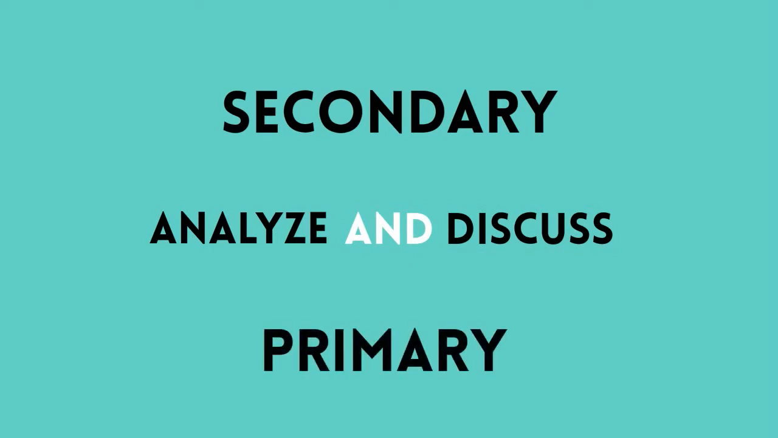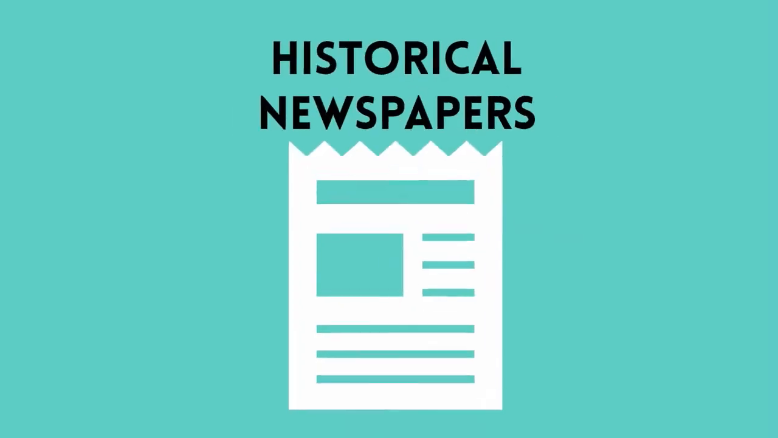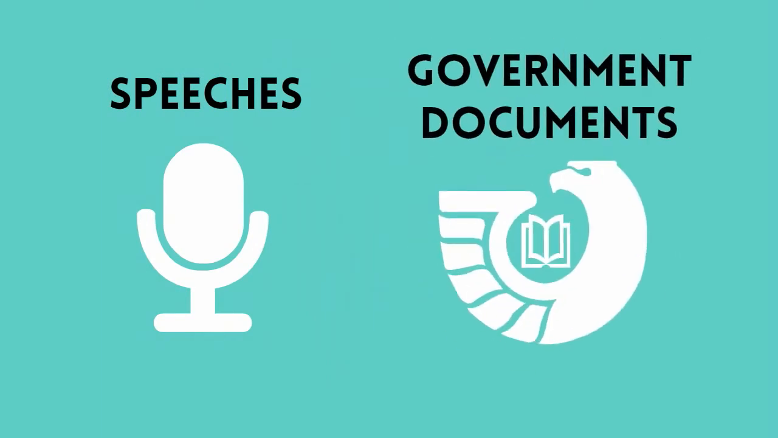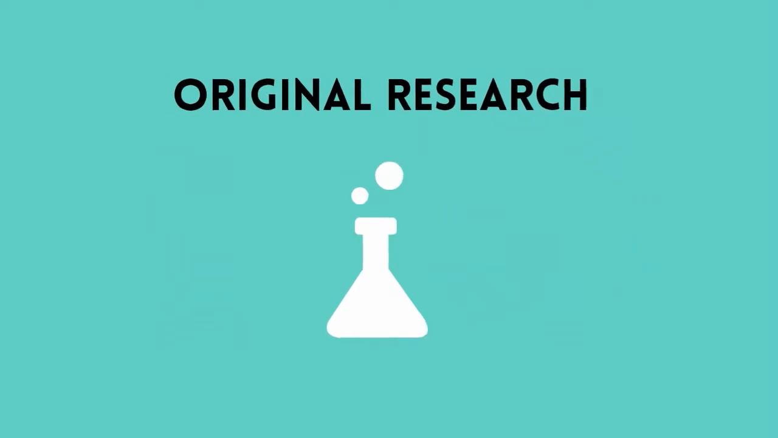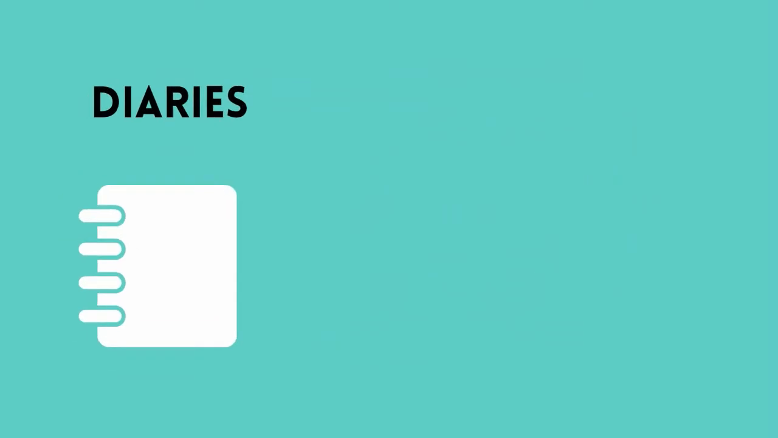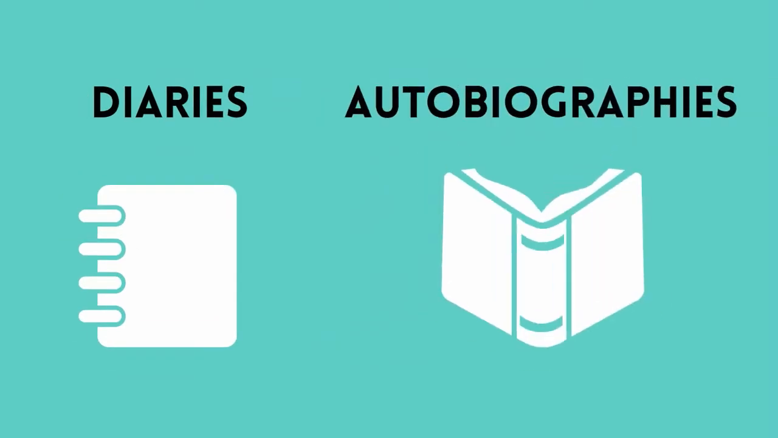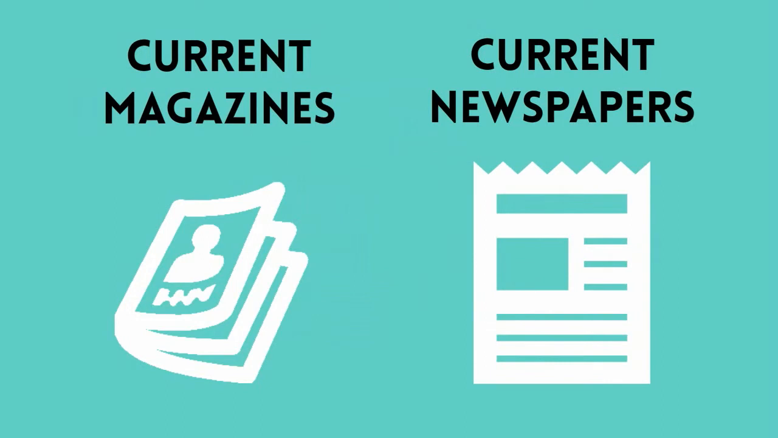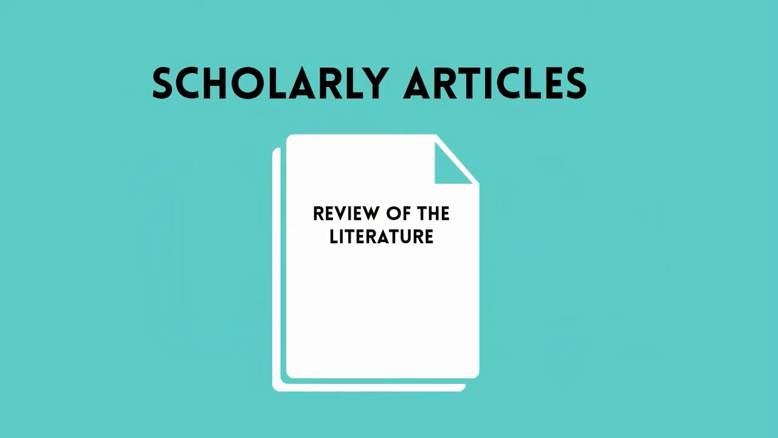Some examples of primary sources include newspaper articles printed during the time period you're studying, recordings of speeches, government documents like committee reports and bills, scholarly journal articles reporting the results of original research, and diaries or autobiographies written by someone who experienced the event you're studying. Secondary sources include encyclopedias, magazine and newspaper articles written after the event you're studying, books and textbooks, and literature review articles. Let's start with a simple example.